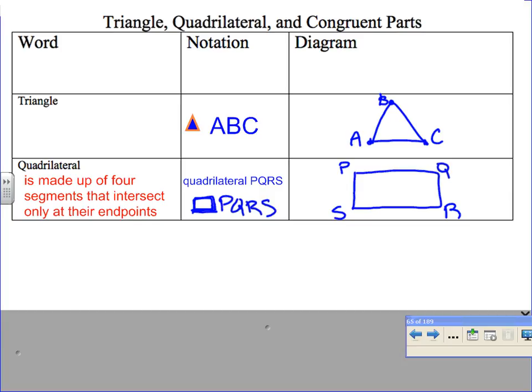Or you could have done PQRS. Or you could have done PQRS. I could keep pointing to names. They have to go clockwise or counterclockwise, in one direction. Do not jump around and go PQRS. Don't do that. It has to go in one direction or the other. That's a big common mistake in geometry.